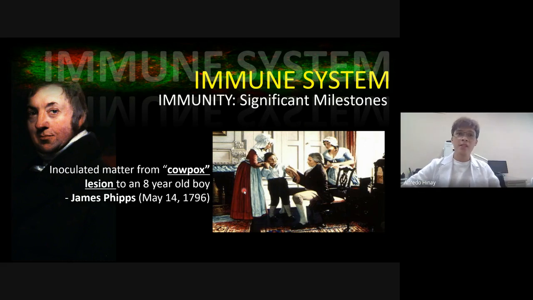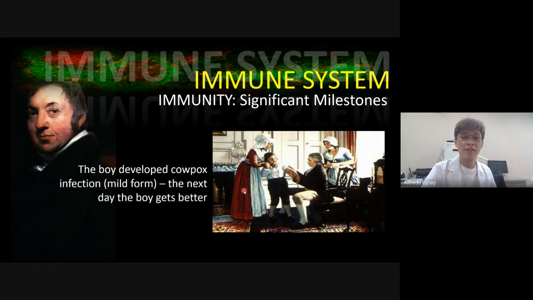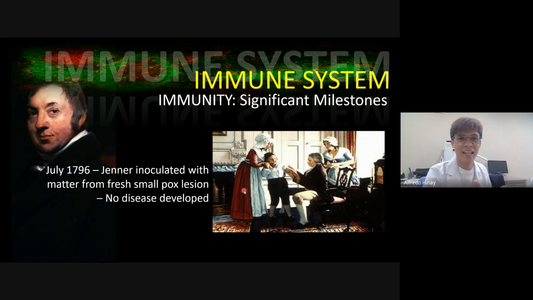Okay? So that's the history of cross-immunity described by Edward Jenner. The boy developed a cowpox infection, a mild form. Then the next day, the boy got better. And then take note of this: Edward Jenner first developed the vaccine for smallpox. It's written here, July 1796 pala. Jenner inoculated him with matter from a fresh smallpox lesion, and then no disease developed.